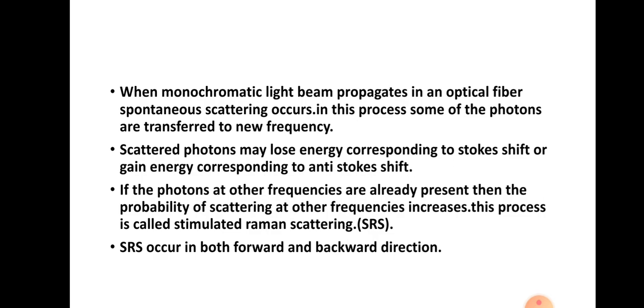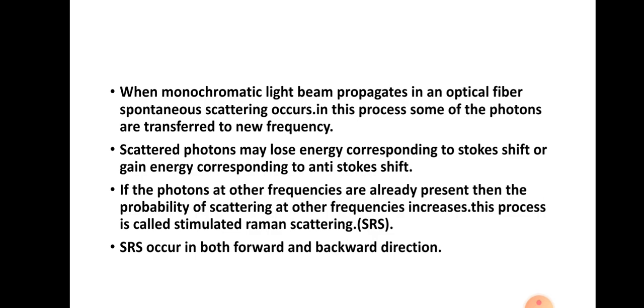If photons at other frequencies are already present, then the probability of scattering at that other frequency is increased. Up to this case we have discussed a monochromatic light beam, meaning the light beam contains only one frequency and one wavelength. Such light, when it hits the fiber, will produce only one type of frequency shift.